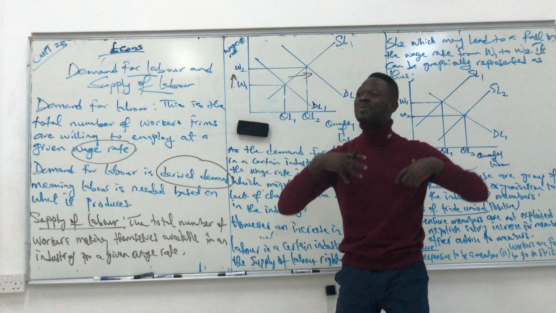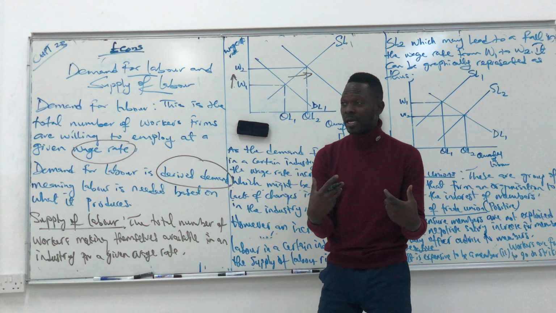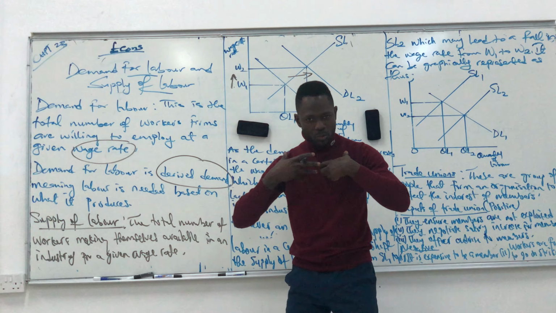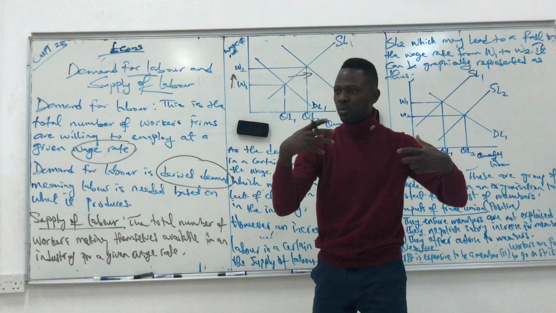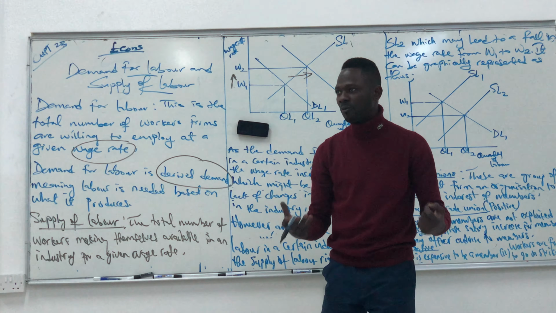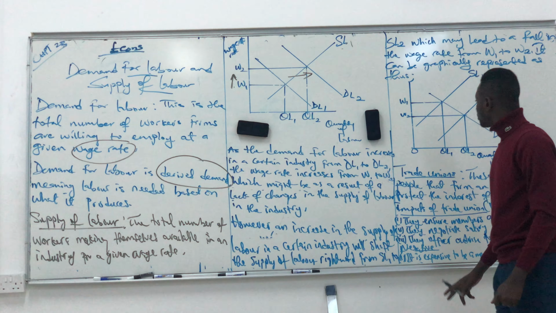the number of workers making themselves available. Here, demand for labor is the number of workers firms are willing to employ. Here, we want to work. We need jobs. We are making ourselves available for jobs. That is supply of labor. So, what happens with supply of labor?